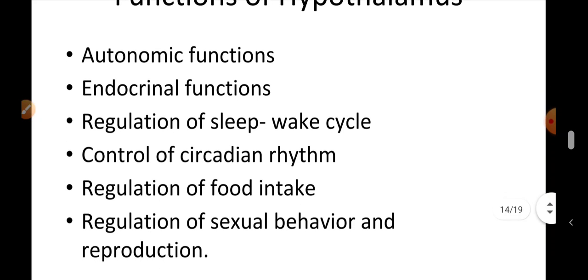Now, the endocrinal functions. The hypothalamus controls the anterior pituitary by secreting certain releasing and inhibitory hormones which reach the anterior pituitary by the neurovascular link through the tubero-infundibular tract and the hypophyseal portal vessels. So they control the metabolism by controlling the thyroid gland, influence the adrenal cortex, control the metabolism of different foodstuffs and maintain electrolyte balance.